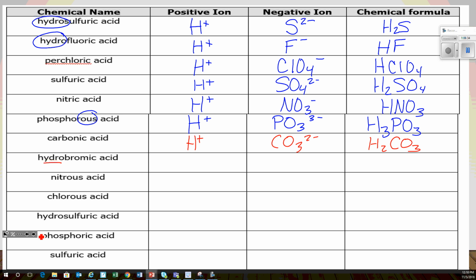I think that one's ClO2, not ClO3, because it should be chlorite that you're looking for. The rest look okay.